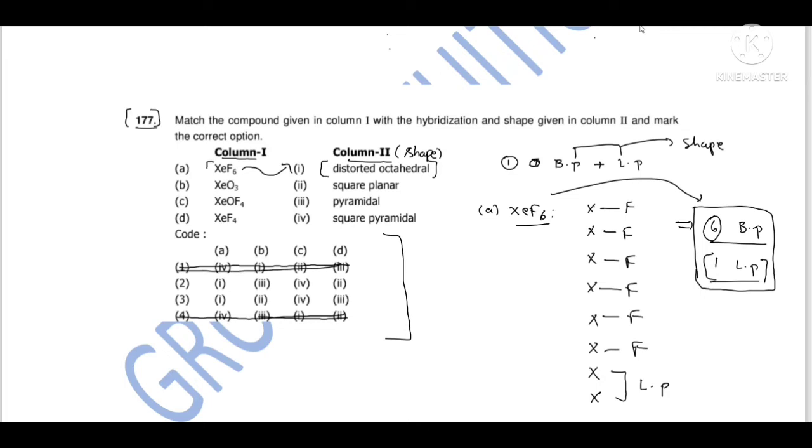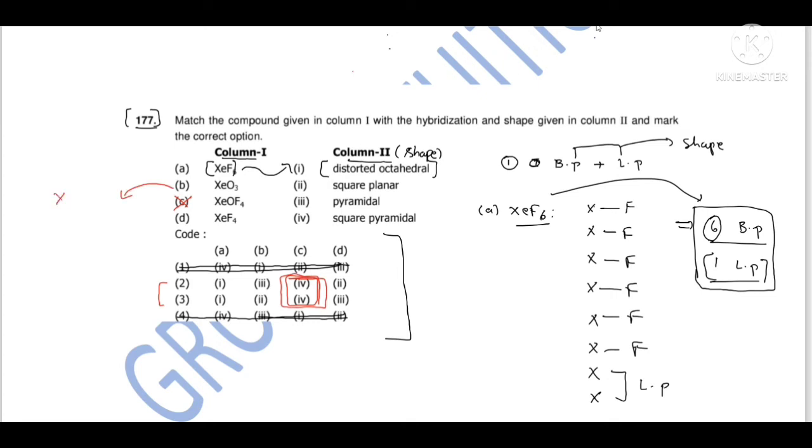By knowing that XeF6 is a distorted octahedral, you can easily eliminate 2 options. Now let us closely observe these 2 options. In options 2 and 3, C is 4. So there is no need to verify the XeOF4 shape, that is, its shape is square pyramidal. Why? Because options 2 and 3 contain the same. Now let us verify the B.